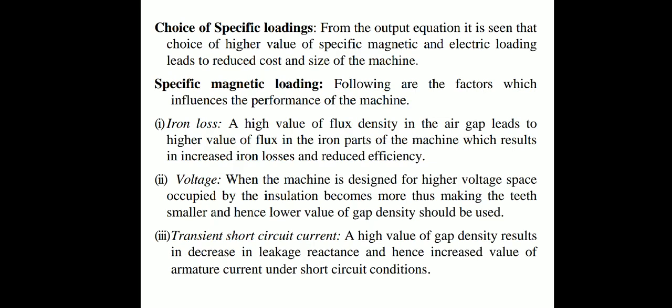Second one is voltage. When the machine is designed for higher voltage, the space occupied by the insulation becomes more, thus making the teeth smaller, and hence a lower value of gap density should be used. Third, transient short circuit current. A high value of gap density results in a decrease in leakage reactance and hence an increased value of armature current under short circuit conditions.